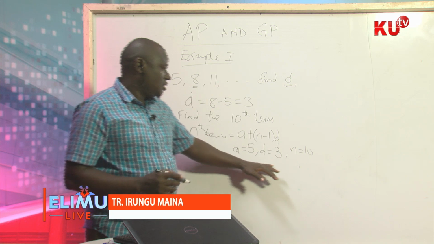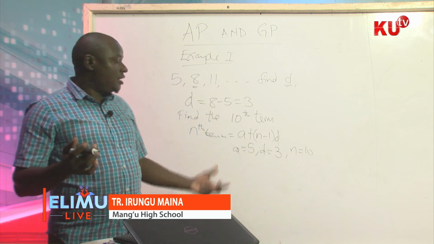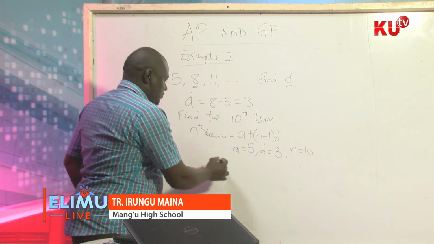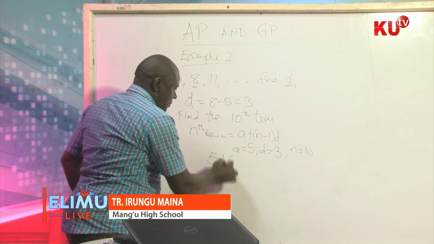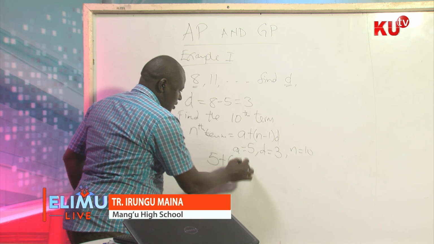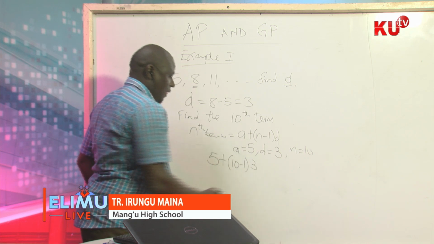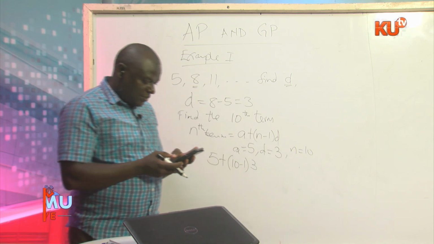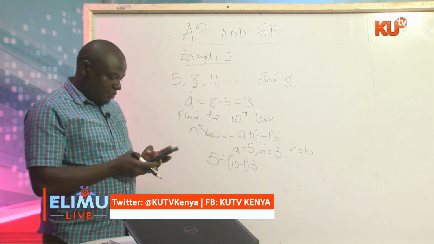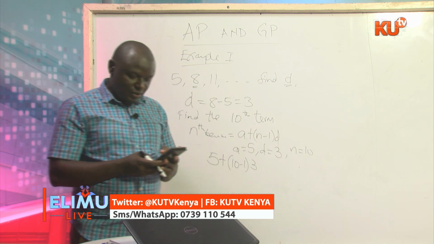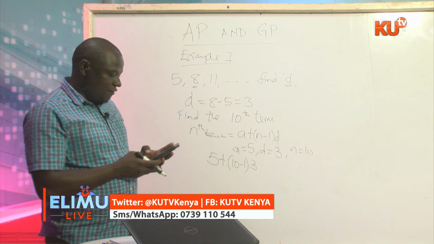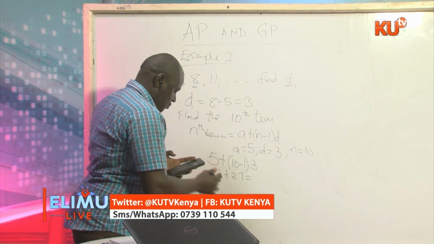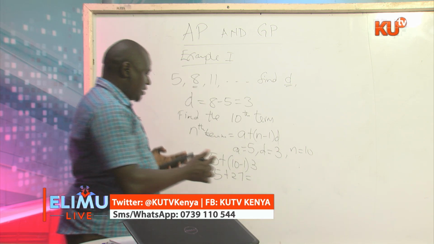If we have these 3 elements, then this sum is done, because we are saying a is 5 plus 10 minus 1 into bracket 3. Take your calculator, open the bracket first. 10 minus 1 is 9. Multiply that by 3, you get 27. Then you add 5. This is 5 plus 27, giving you 32.